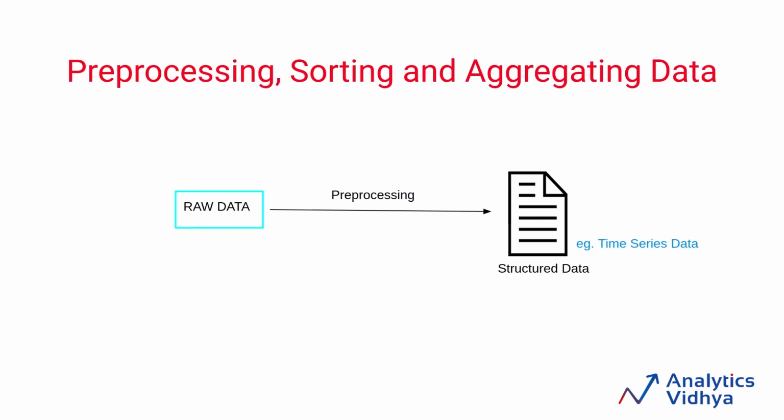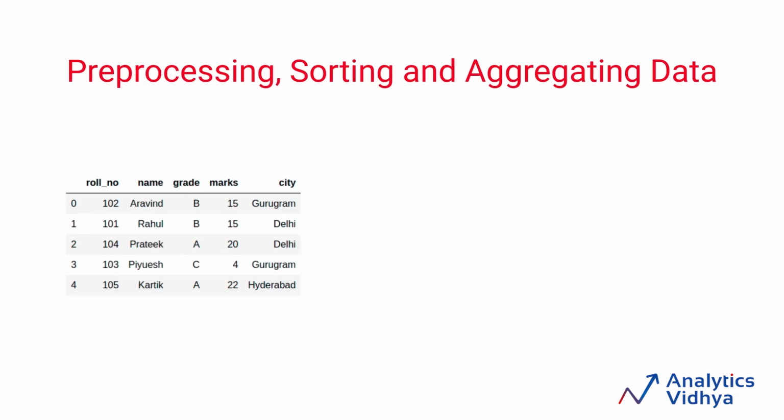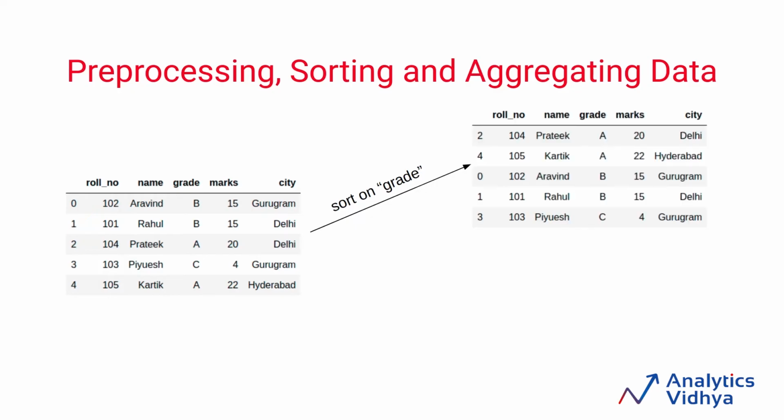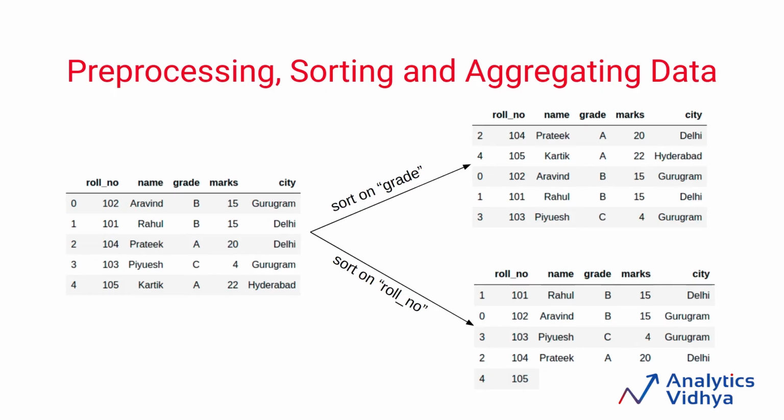One such preprocessing is working with time series data, and this is what we'll cover in this module. Apart from preprocessing, we also closely work with sorting data in real life. For example, you have this data frame in front of you. Suppose you want to sort this entire data frame based on the grades of each student, so that it's easier for you to see which students topped in the class and which students could not do well. This is known as sorting on the grade column. Apart from that, you might also want to sort this data frame based on roll number, so that you know the sequential order for each student to come and give the exam.